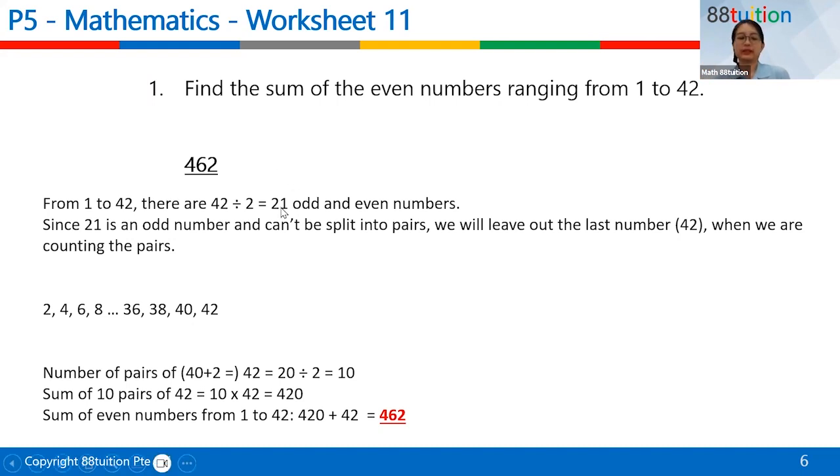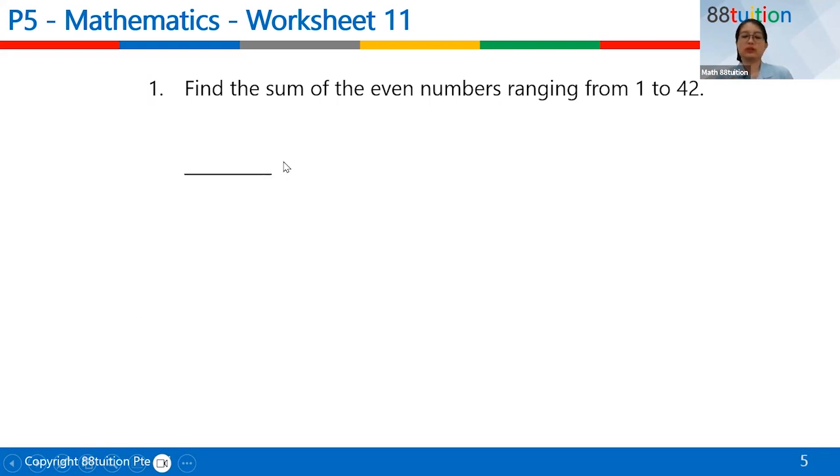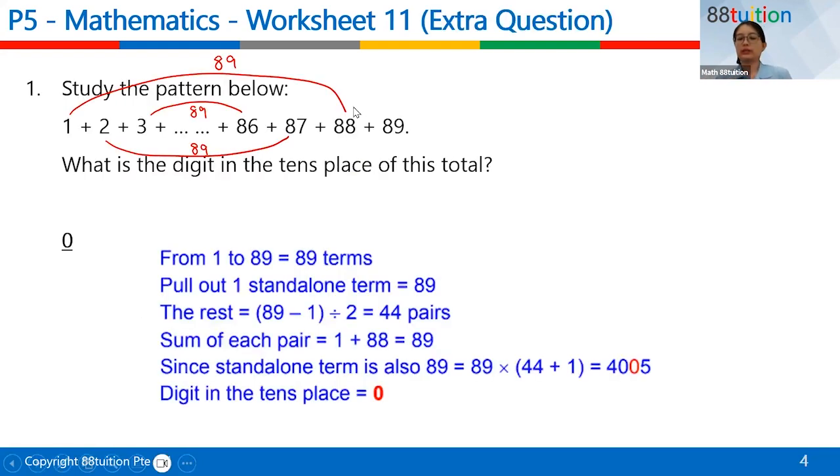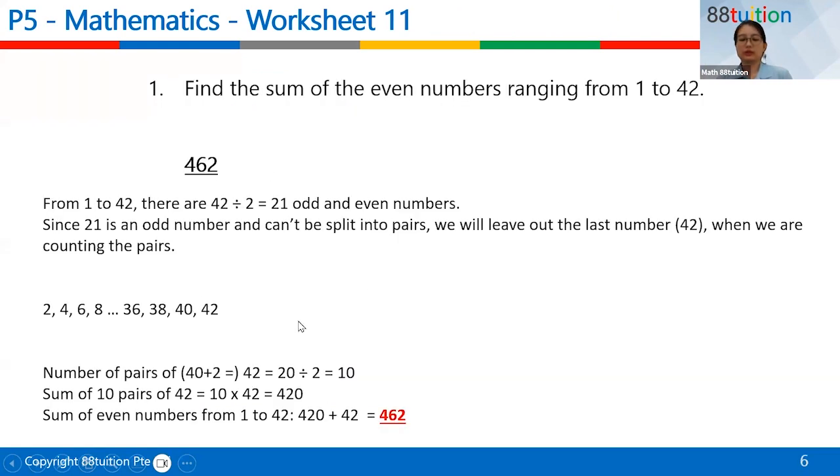But just now we said, for this picture, we always work with the evens because you are finding pairs. So same thing, we leave out the last number, which in this case is 42.